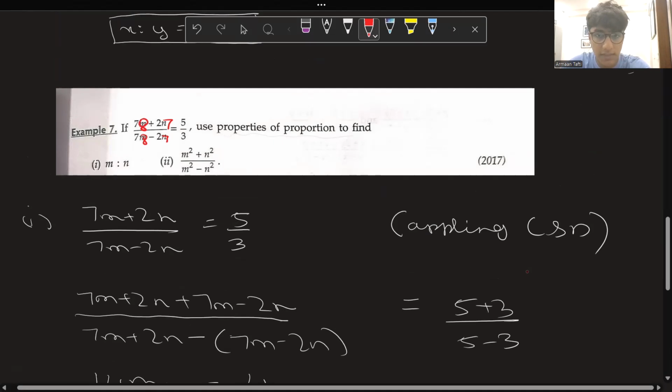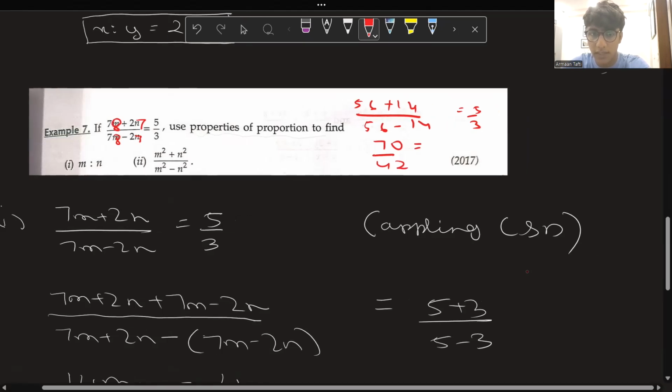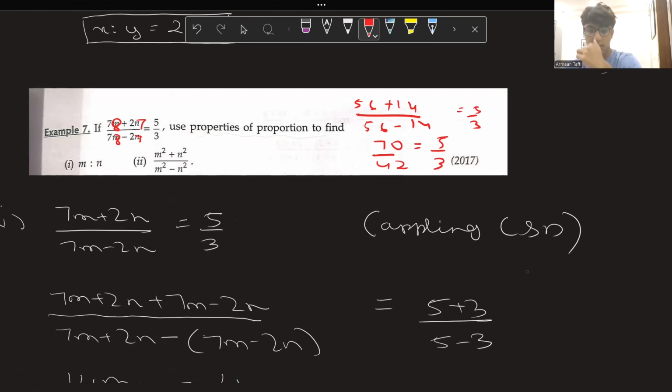So 7 times 8, 56. 2 times 7, 14. Divided by 7 8s are 56. Minus 14. This has to be equal to 5 by 3. Let's see if it does. 56 is 14 is 70. 56 minus 14 is 42, right? And now what is this equal to? 14, right? 14 times 5 and 14 times 3. So yes, it is. Right? Because 14 times 5 is 70. So we proved that, and now let's move on.